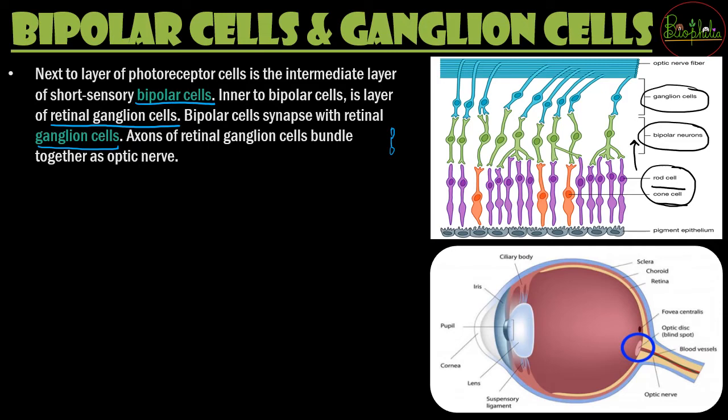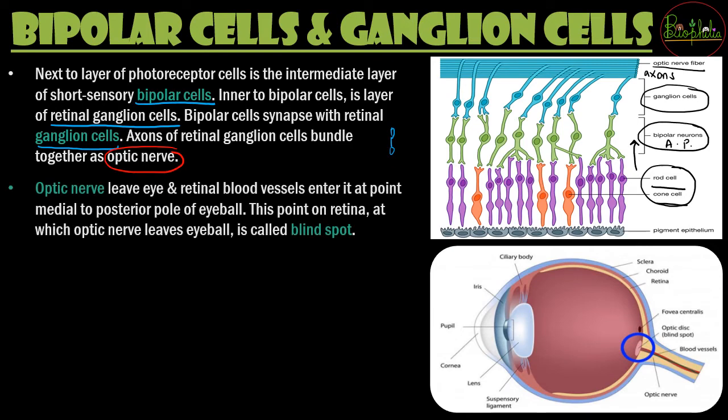Now these bipolar neurons are the neural part. That means they conduct action potentials. The action potential goes from the bipolar neurons into the ganglion cells, and the ganglion cells have axons, and these axons all get combined and form the optic nerve fiber. That optic nerve fiber is collectively called the optic nerve. That is the important point about the axons of the ganglion cells.